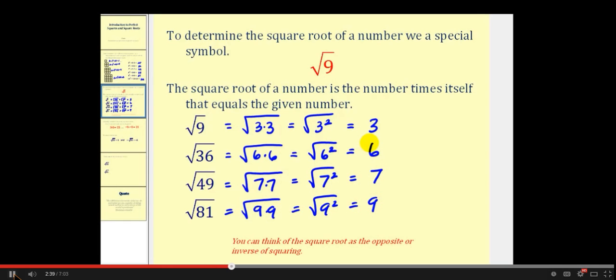One more thing I'd like you to notice is that taking the square root of a number and squaring a number are opposite operations, or could be called inverse operations. Notice here we have the square root of 3 squared. The square root and the square undo each other, and the result is just 3. Here we have the square root of 6 squared. The square root and the square undo each other, and the result is 1 factor of 6.